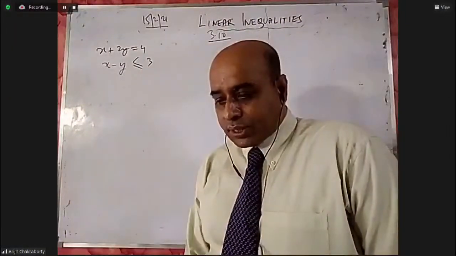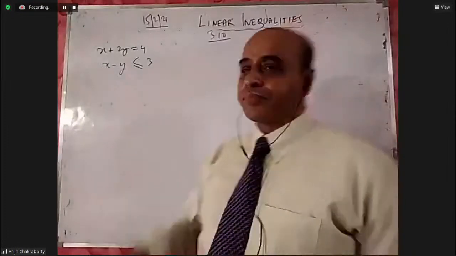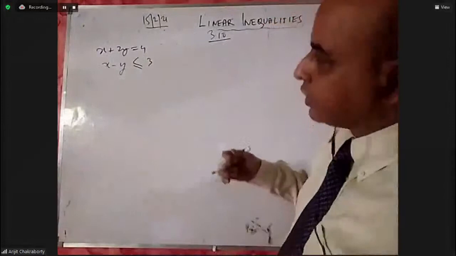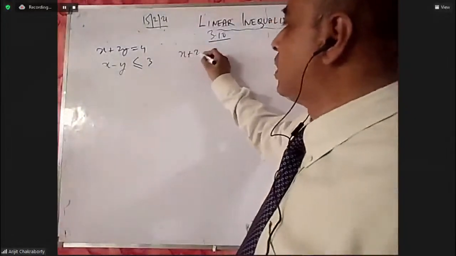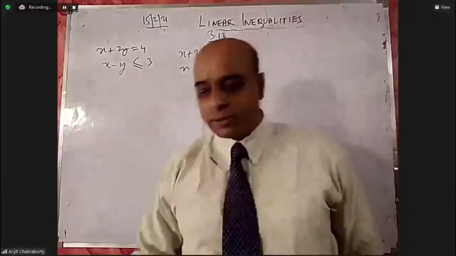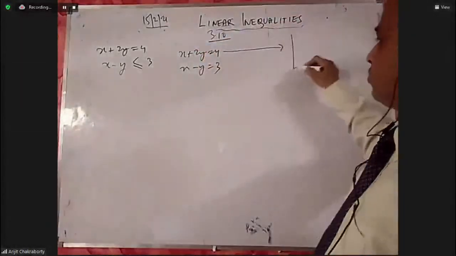So what we do is, it's less than equal to 3. So let us set it as 2 equalities, 2 equations. So let me write x plus 2y equal to 4 and x minus y equal to 3 and see what happens. So for the first equation, we create a box.